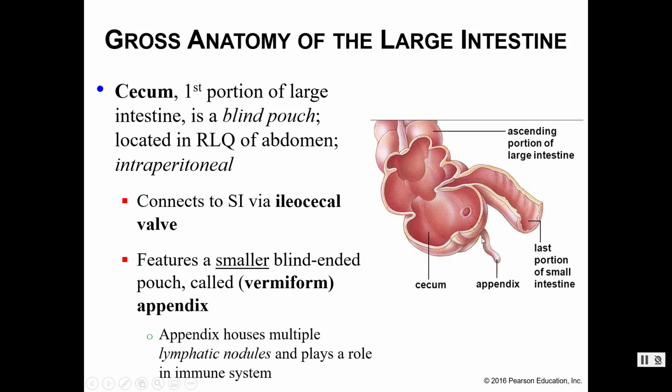Look, y'all, this is your appendix. This is all you get. It looks like a little worm, a little finger. Sometimes you might hear it called your vermiform appendix. Most people just call it your little old appendix. Now, once upon a time, your appendix was a little bit more useful than it is now, but it does still have somewhat of a function as it contains multiple lymphatic nodules, so it does play a role in your immune system.